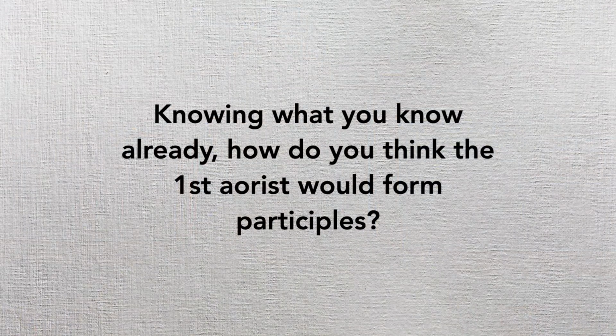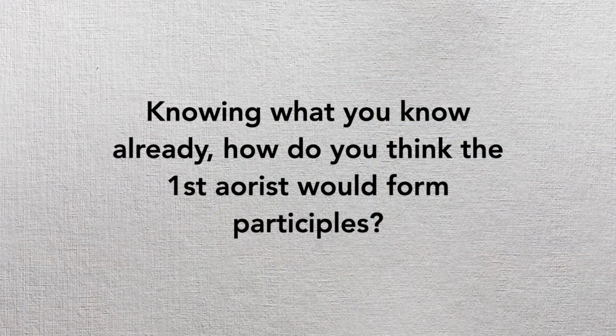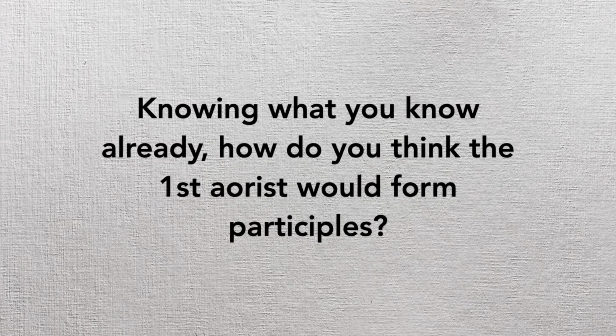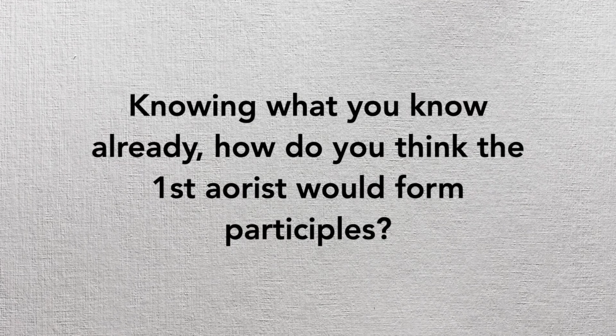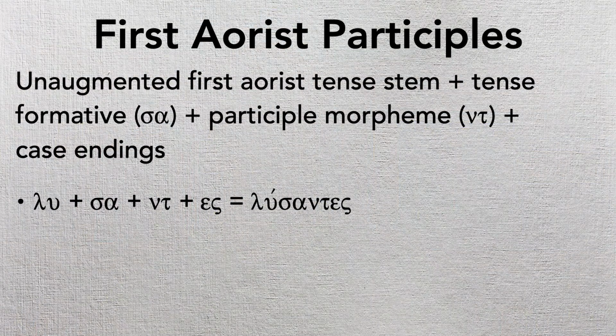Knowing what you know already about how participles are formed, how do you think the first aorist would form participles? Think about that for a second. Well, what we're going to start with is the unaugmented first aorist tense stem, okay? So that stem that we would see with the aorist, but without an augment on the front, right? Because we're not in the indicative, okay? So an unaugmented first aorist tense stem. We're going to put the tense formative on there for a first aorist, which is that sigma alpha, the sa, okay? Because we still have tense in a sense, right? We still have aspect. We're using tense words to talk about aspects.